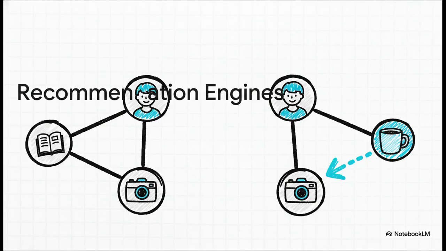Or what about that customers who bought this also bought feature on your favorite online store? That is a graph database at work. It connects you, a node, to the products you've bought, which are other nodes. Then it looks for other people who have bought the same things, finds what else they bought that you haven't, and bam, it makes a recommendation. It's all about matching the patterns in the connections.